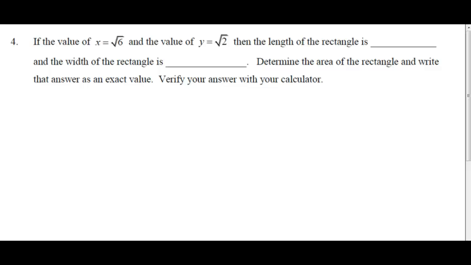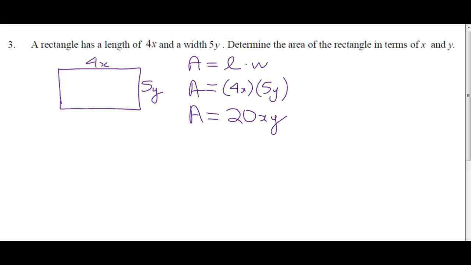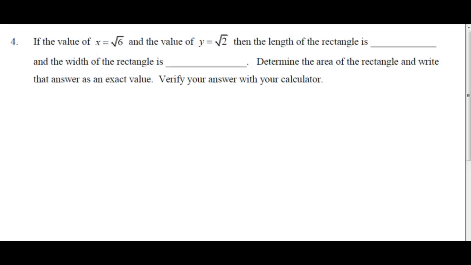If the value of x is root 6 and the value of y is root 2, then the length of the rectangle is, okay, what was the length? 4x. But x is root 6, so what's the length? 4 root 6. And what's the width? 5 root 2. Determine the area of the rectangle and write that answer as an exact value. Verify your answer with the calculator.